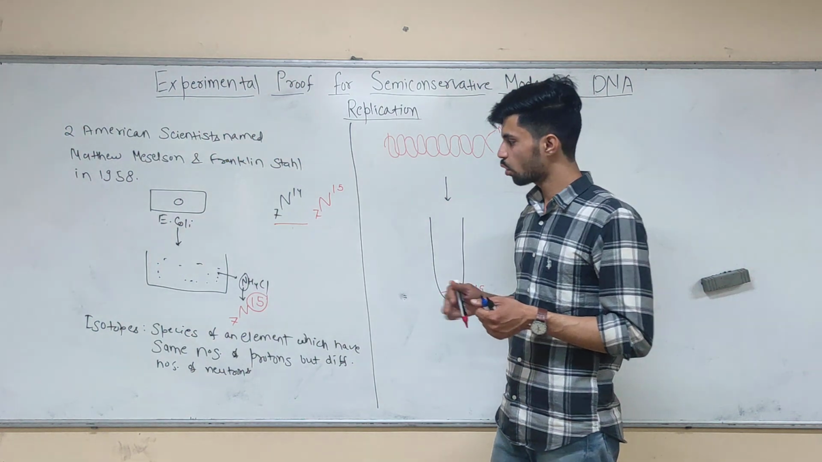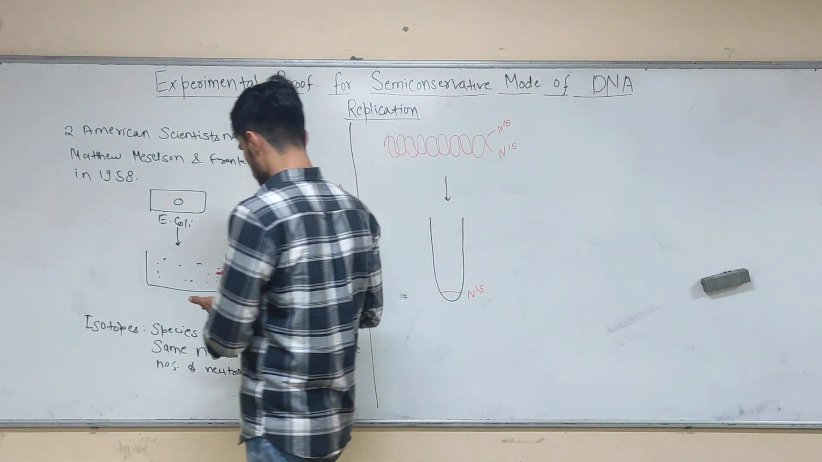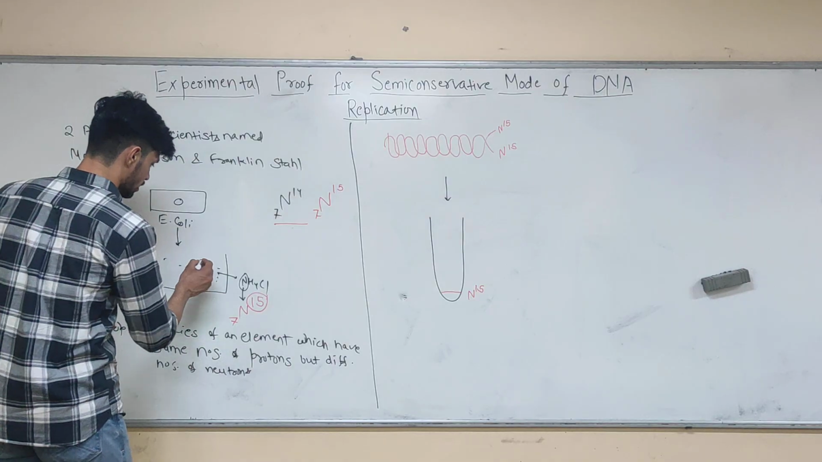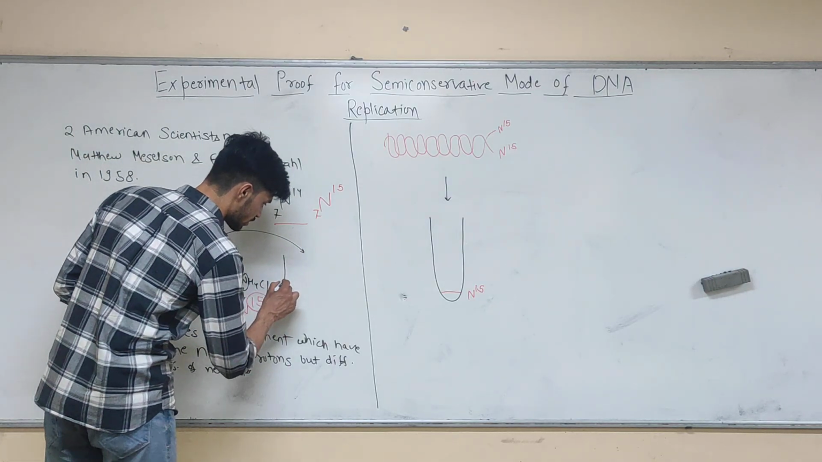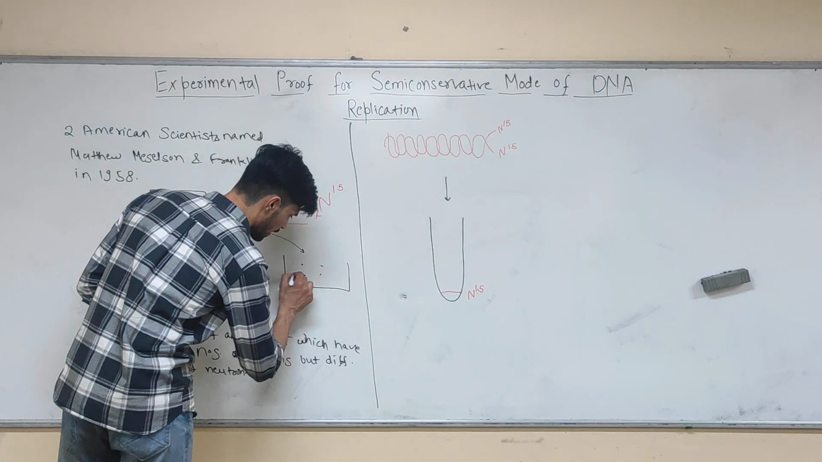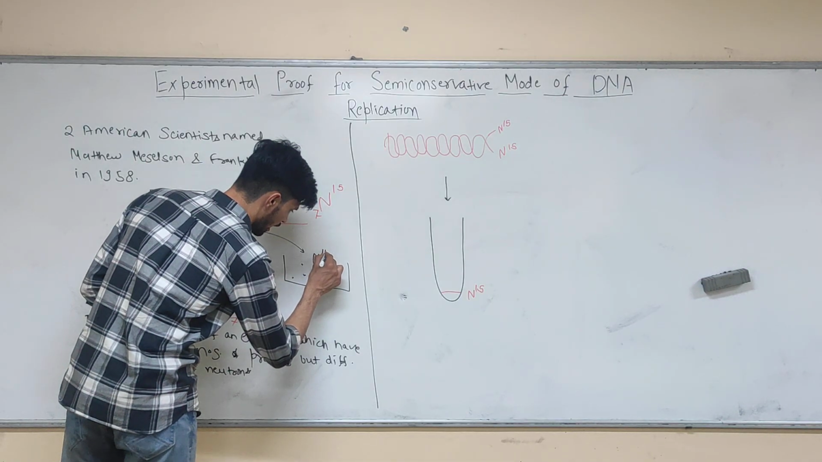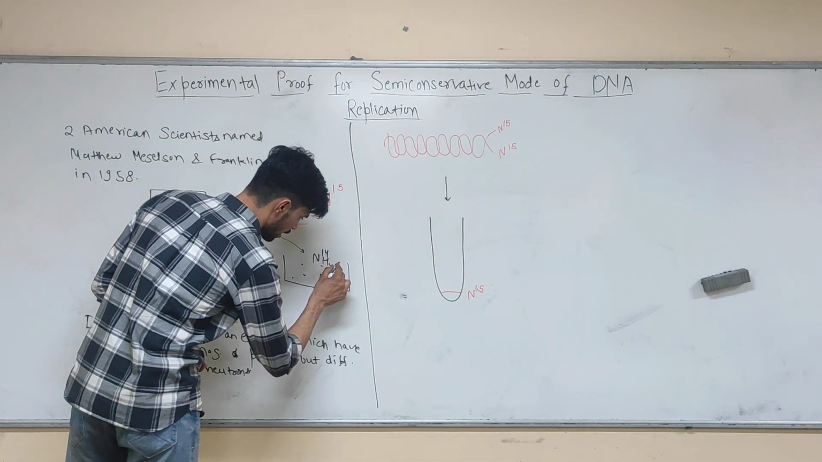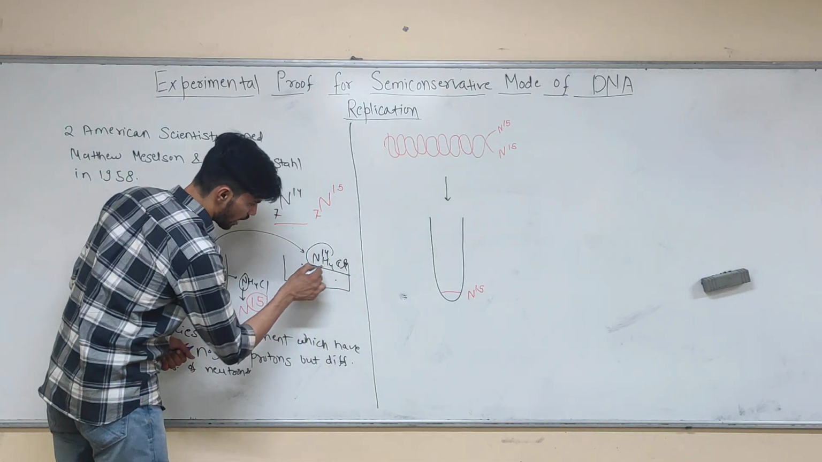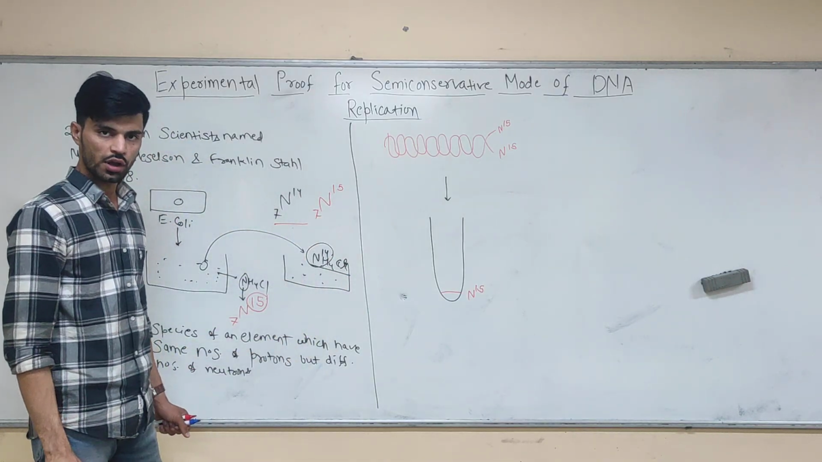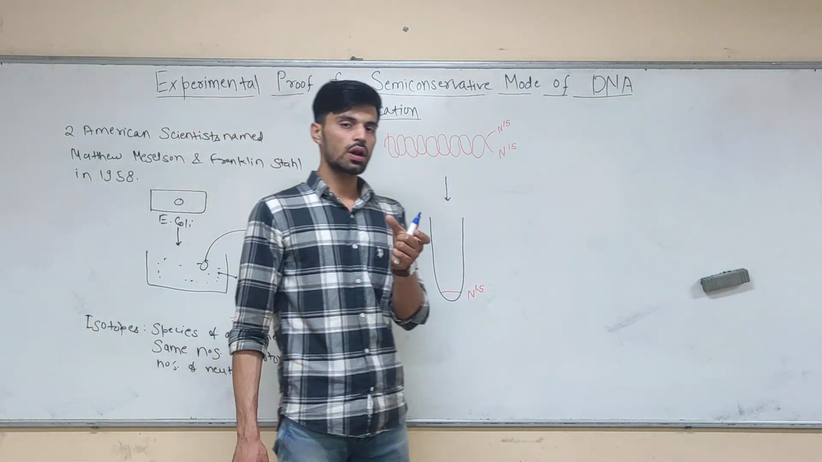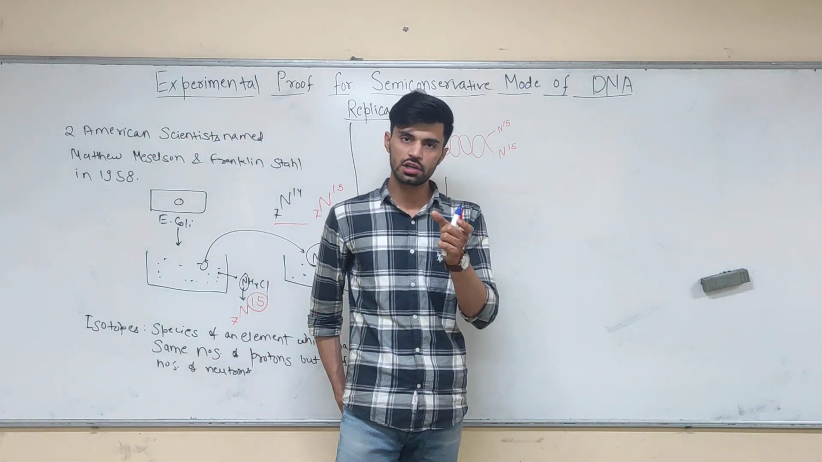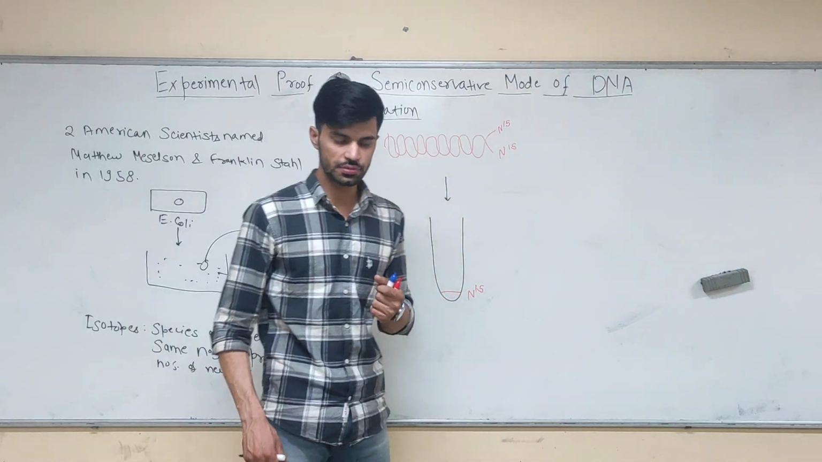Okay, so what they do, if I talk about the diagram, they take a bacteria from here, and this time they grew the bacteria in N14, in ammonium chloride, which contains nitrogen of N14. Okay, so we know that the E. coli divides after every 20 minutes.